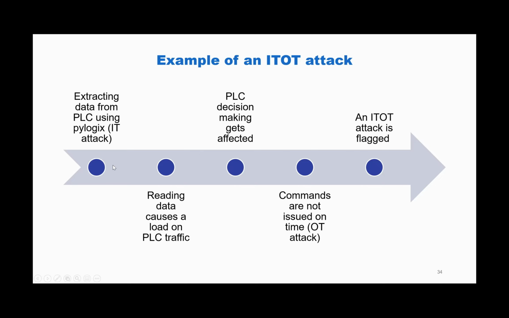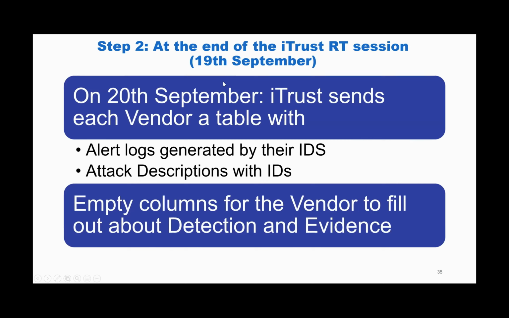Now, because you're reading and querying the PLC quite a lot, that causes a load on the PLC traffic. As a result, PLCs are unable to communicate among each other because their own network gets throttled. So PLC decision making gets affected as a result of this kind of red team attack, and commands are not issued on time. This has an effect on OT components, and all of this behavior can be observed through both IT network analysis as well as OT network analysis. So this kind of attack should be flagged as an IT-OT attack. So these are all the examples of the 3 tags.